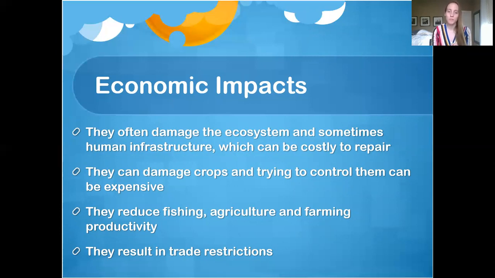Sometimes they kill off crops, and trying to control that invasive species so that you don't lose all your crops can be really expensive. They often reduce the productivity of farming, agriculture, and/or fishing. They also result in different trade restrictions, so you might not be able to export your product to different countries because they're afraid of some sort of invasive species that you have being spread to them. They also can reduce tourism, which can have economic impacts on areas that rely on tourism.